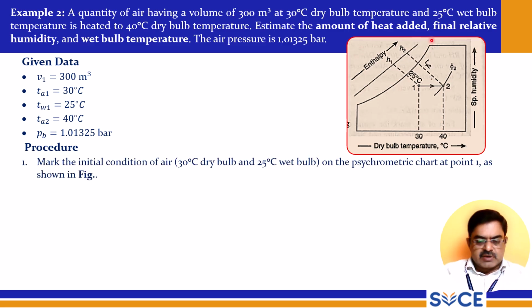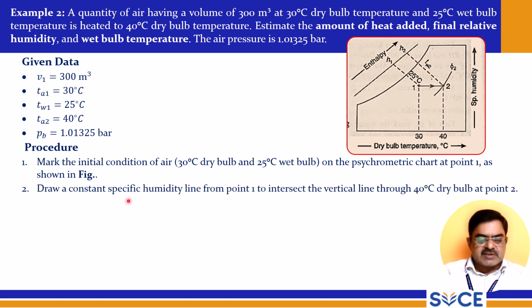Now this is the psychrometric chart, same as the earlier problem. Relative humidity is unknown, we have to find it. Mark the initial condition of air, 30 degrees Celsius dry bulb and 25 degrees Celsius wet bulb, on the psychrometric chart at point 1 as shown in the figure. Draw the constant specific humidity line from point 1 to intersect the vertical line through 40 degrees Celsius dry bulb at point 2.